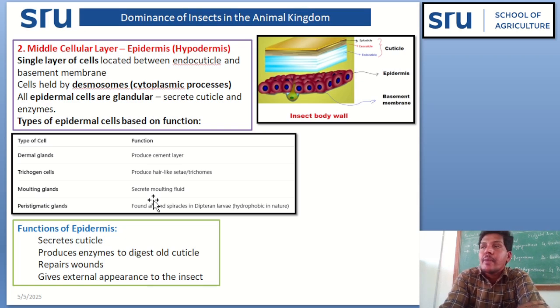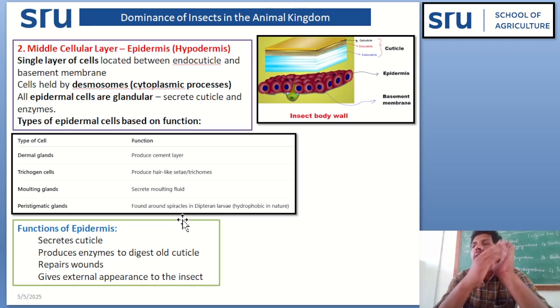Next, peristigmatic gland. These glands are found around the spiracles. Spiracles are the respiratory openings in insects. So this peristigmatic gland is found around the spiracle in dipteran larvae. These are hydrophobic in nature, so they do not allow water entry through the spiracle inside the insect body.